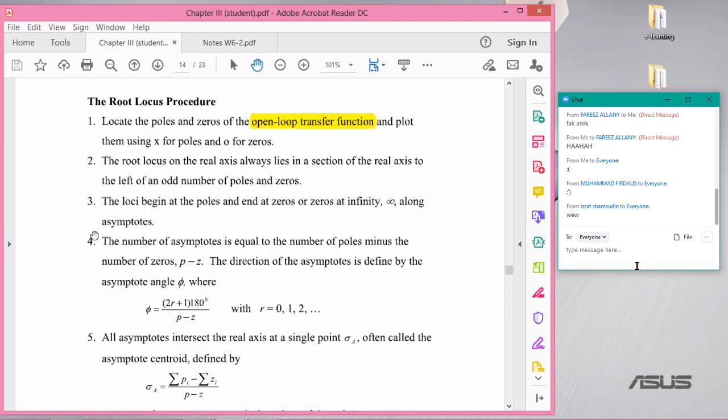I'm not going to read one by one. We will come back to this. I'm just going to explain this using an example. Okay.